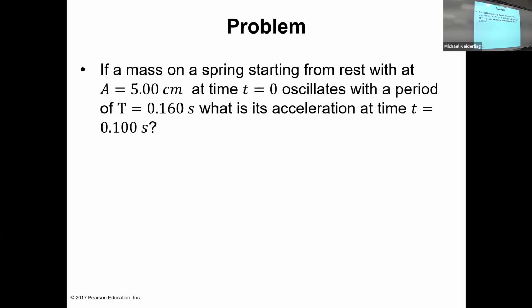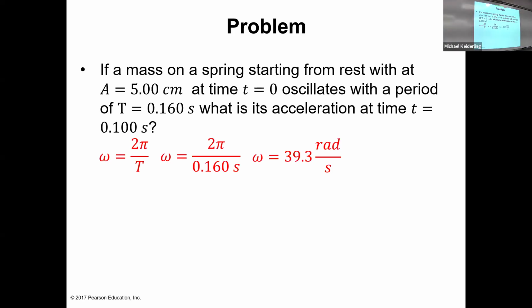If a mass on a spring starting from rest with an amplitude of 5 centimeters at time t equals 0 oscillates with a period of 0.16 seconds, what will its acceleration at 0.1 seconds be? Well, omega is 2 pi over T. So omega is 39.3 radians per second.